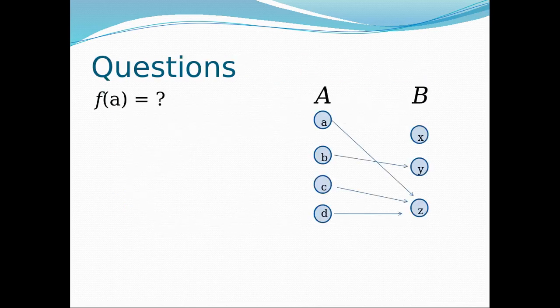So for example, what is f of a? We can see that f of a maps to z. So what is the image of d?